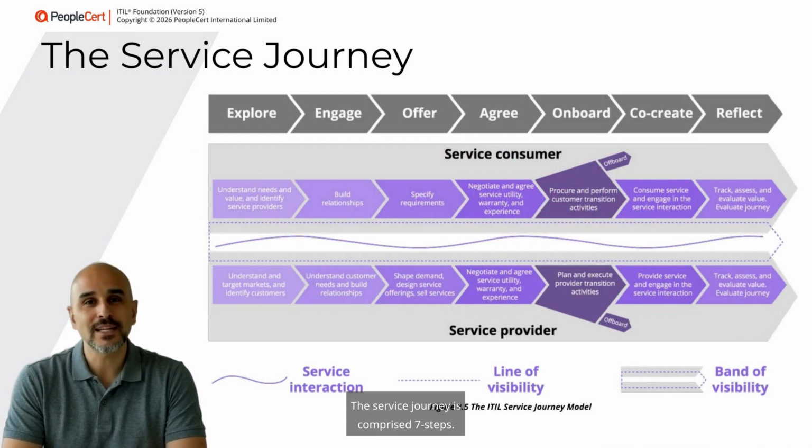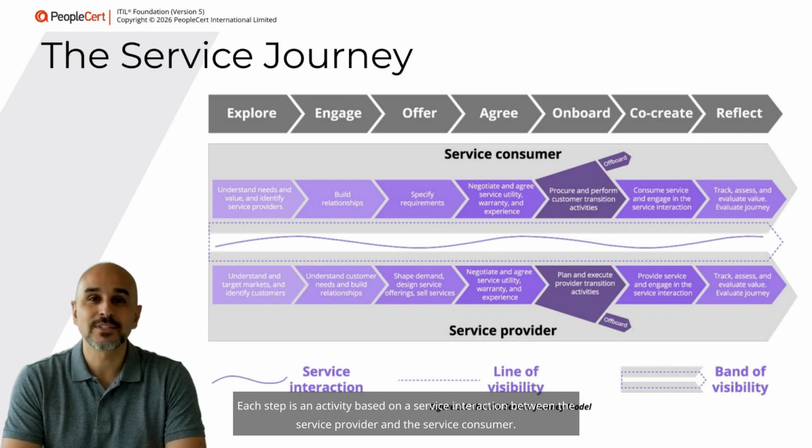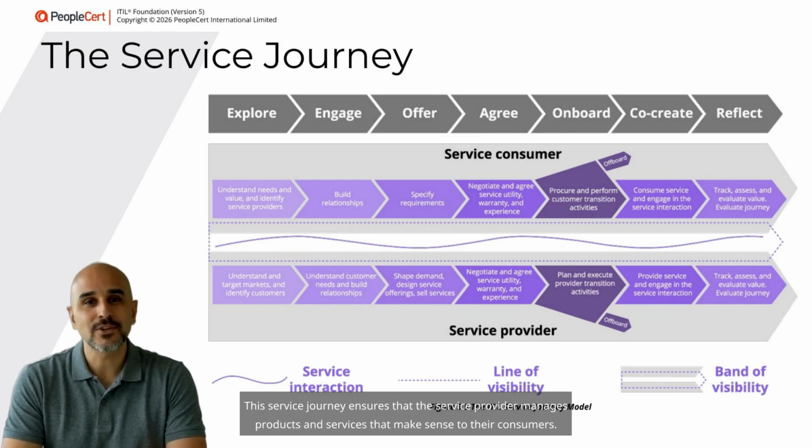The service journey is comprised of 7 steps. Each step is an activity based on a service interaction between the service provider and the service consumer. This service journey ensures that the service provider manages products and services that make sense to their consumers.